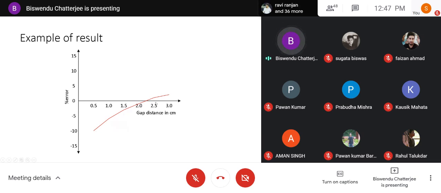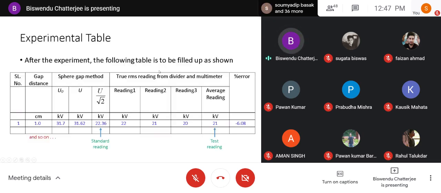This is the lab report you have to prepare. This is the graph, and this table should be completed. It is very difficult for me to complete this table here. This is your work. Okay.